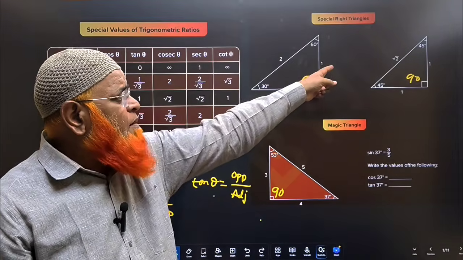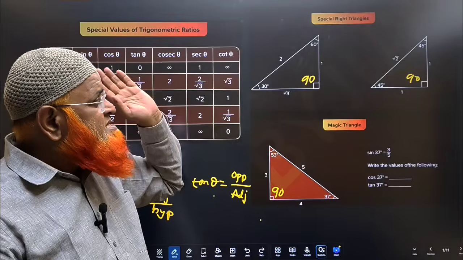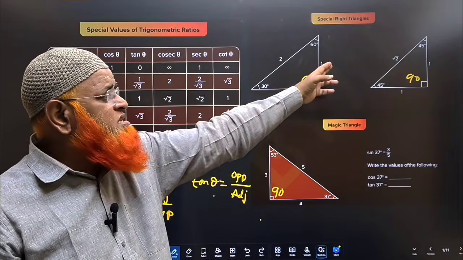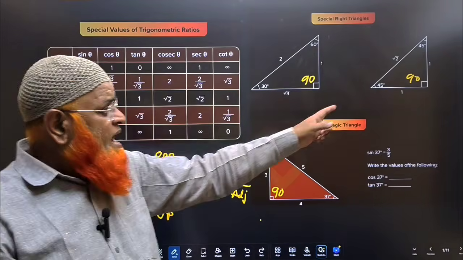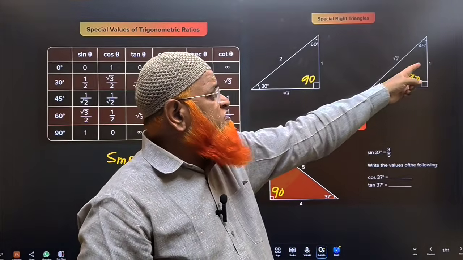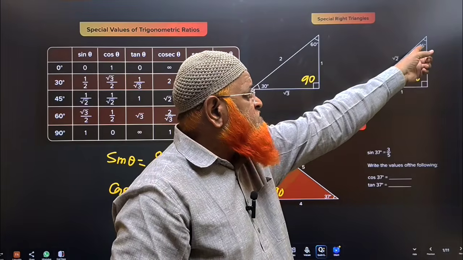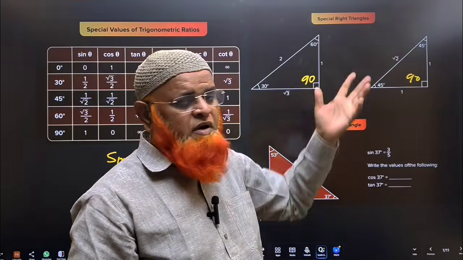Tan 30 is nothing but opposite side by adjacent side, which is nothing but 1 by root 3. Tan 60 is nothing but opposite side by adjacent side, which is nothing but root 3 by 1. Tan 45 is opposite by adjacent, that is nothing but 1 by 1 is 1. Sin 45 is opposite side by hypotenuse, 1 by root 2.